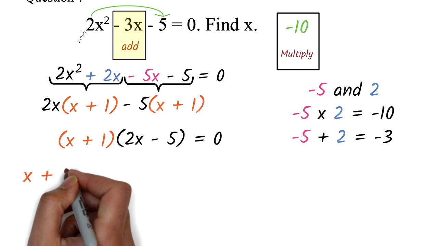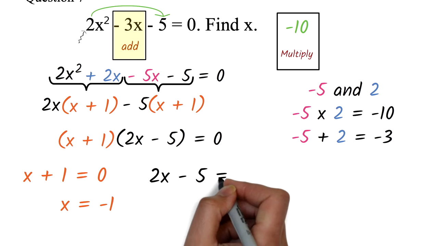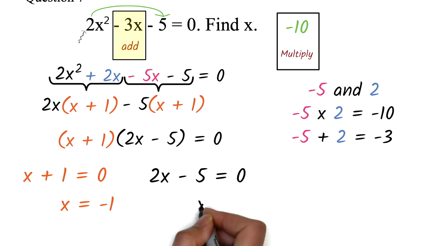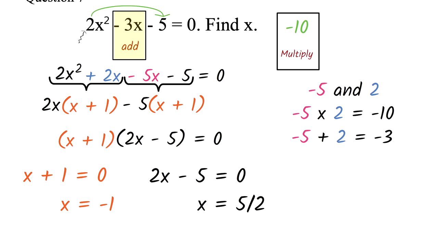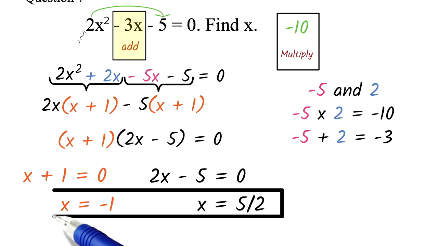So we have x plus 1 equals 0. We solve for x to get x equals negative 1. Then we have 2x minus 5 equals 0. We solve for x to get 5 over 2. If you need more help on step 6, please watch our video on solving one-step and two-step equations. So our final answer is x equals negative 1 or x equals 5 over 2.